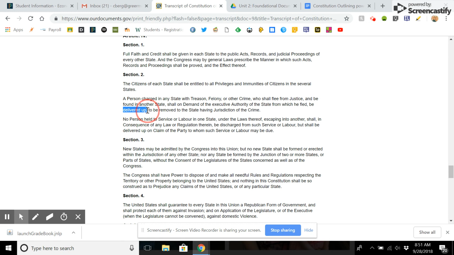Delivered up. What is delivered up to? To be removed to the state having jurisdiction of the crime. It means that if somebody commits a crime in South Carolina and then they flee to North Carolina, the governor of South Carolina can ask the governor of North Carolina, please give us back our criminal. So if you're charged with treason, you go back to the state where you were charged. That's all it's saying. Extradition is when you have a criminal in one state that you are extraditing, you are moving to another state. Okay?